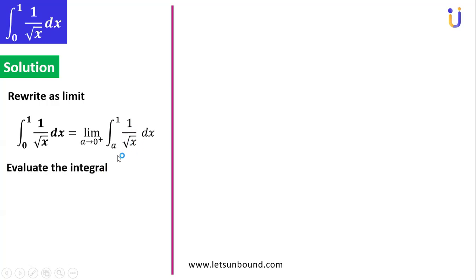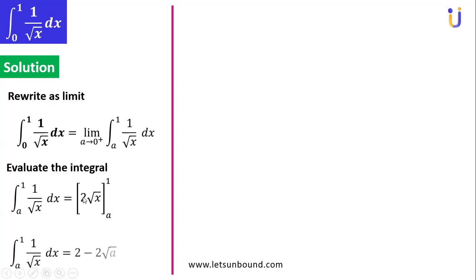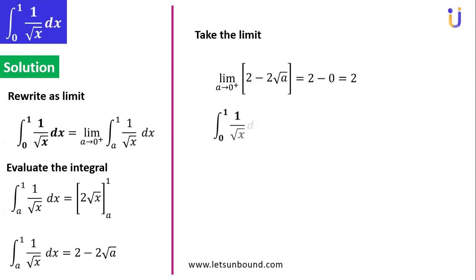evaluate the integral, this part alone, 1 by root x dx, and still you can apply the power rule because it's x power minus half, and you solve for a to 1. It's the same thing we did before, and we got 2 minus 2 root a. Now you apply this limit a tends to 0 plus. It's a very simple limit application. So you will get 2 minus 0, which is 2. You just plug in 0 here, and that will eventually be 0 and 2.